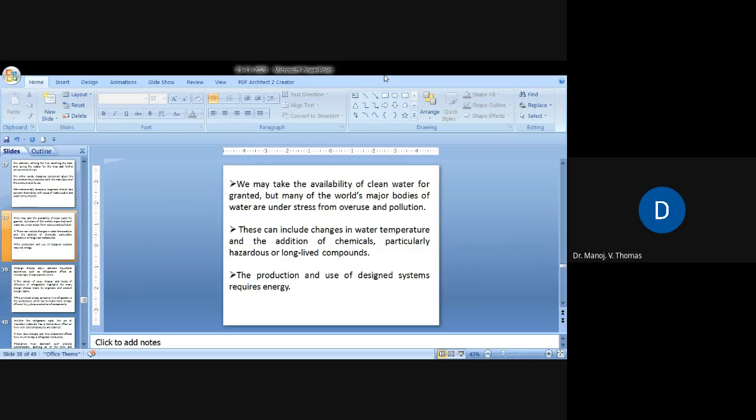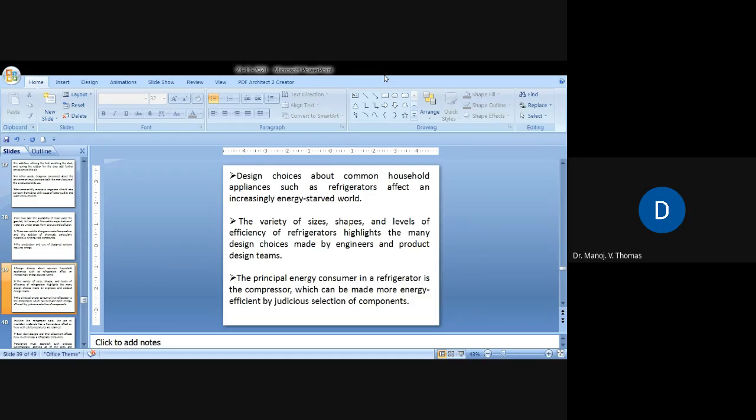The production and use of designed systems require energy. So design choices about common household appliances such as refrigerators are an example. Refrigerators affect an increasingly energy-starved world. The variety of sizes, shapes, and levels of efficiency of refrigerators highlights many design choices. So we have different design choices. Designers should think of designing our refrigerator in an efficient way so that it consumes less energy.